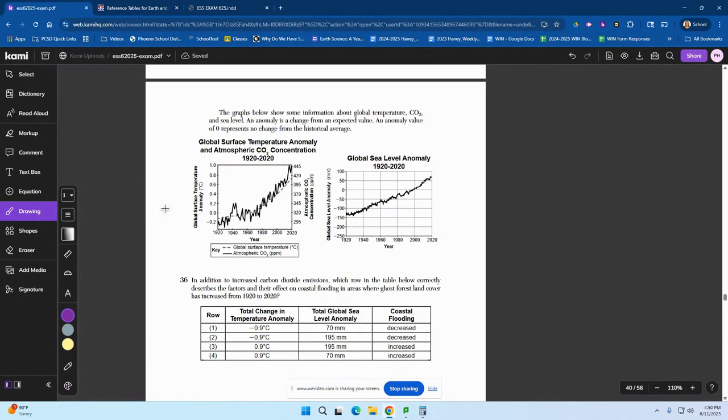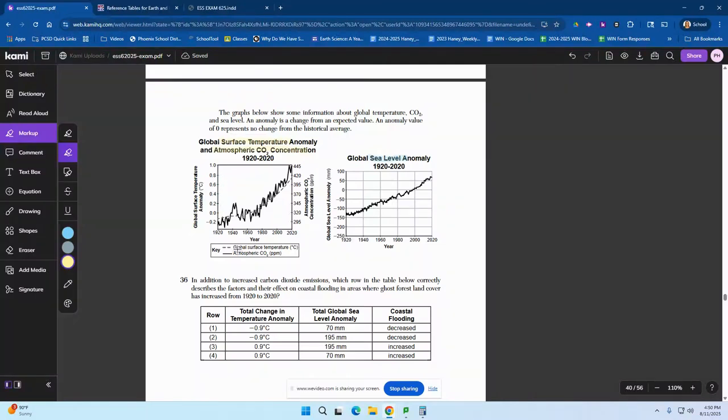So the graph says the graphs below show some information about global temperature, CO2, and sea level. An anomaly is a change from an expected value. An anomaly value of 0 represents no change from the historical average. Okay, so we have CO2 concentration on this side, and we have sea level over on this side. So that's kind of my big difference there. So we have sea level, and then we have atmospheric CO2 concentration and surface temperature. So this gave us kind of both things here. And it tells us that our dashed line is our surface temperature and our straight line is our CO2.